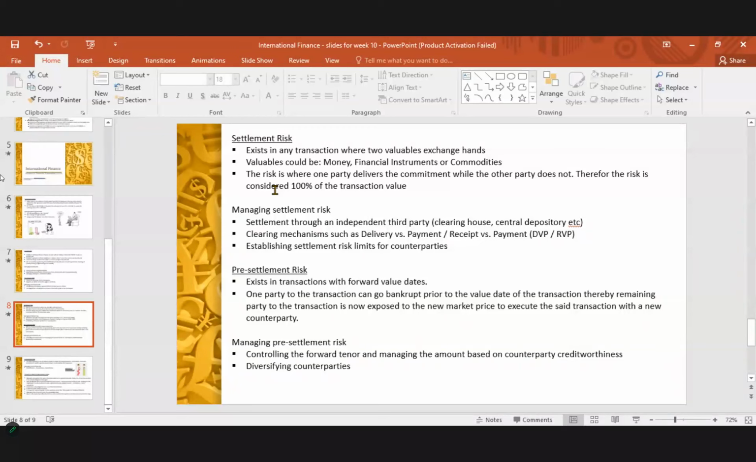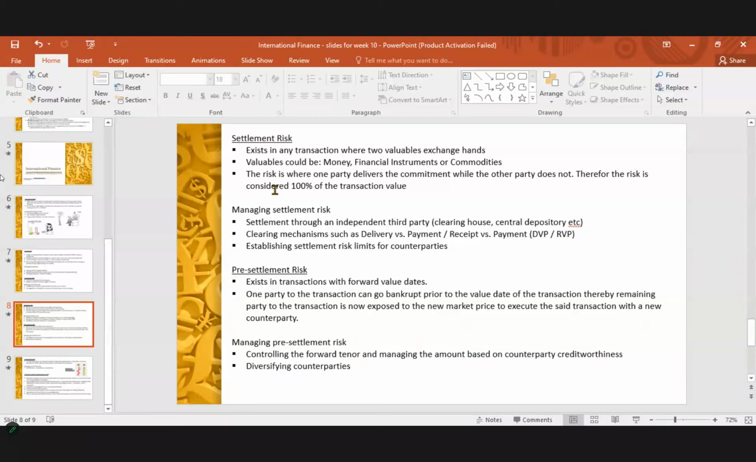The third way of managing it is having a settlement risk limit. Again, what we basically discussed. What is the counterparty good for? Is he good for $1 million or $10 million? If he's good for only $1 million, you don't basically do a transaction where he has to settle $10 million because he is sure to fail. So then you establish only a 1 million settlement risk limit.